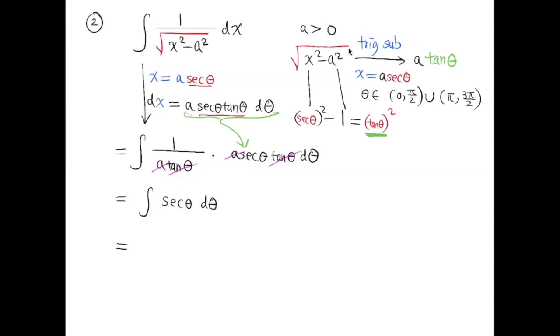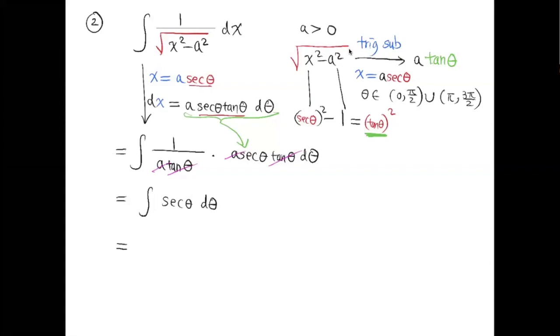Anyone? Okay. Is it secant? Never mind now. Remember, secant and tangent are always related. So the antiderivative of secant has something to do with secant and tangent. But this time it is related this way.